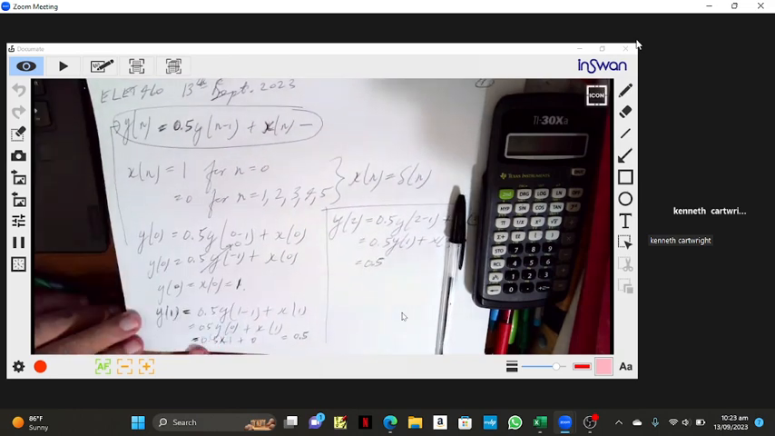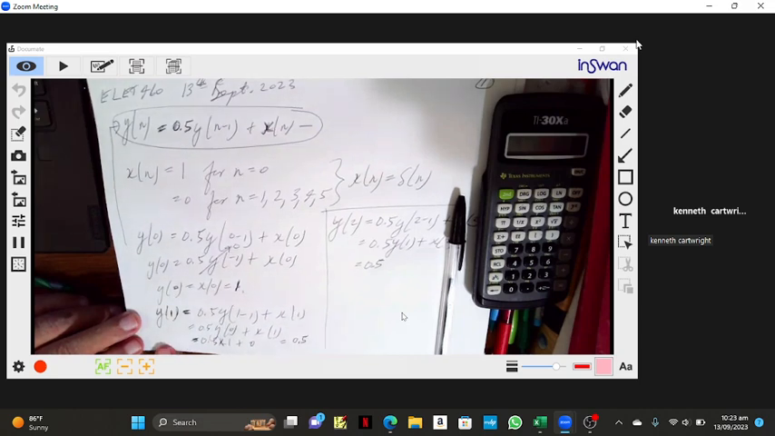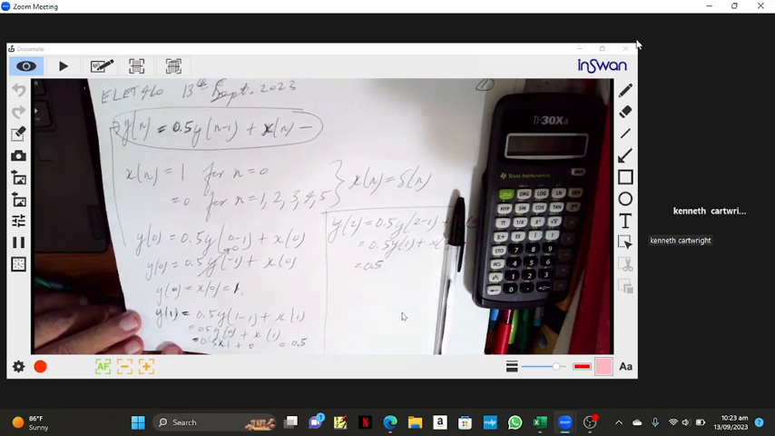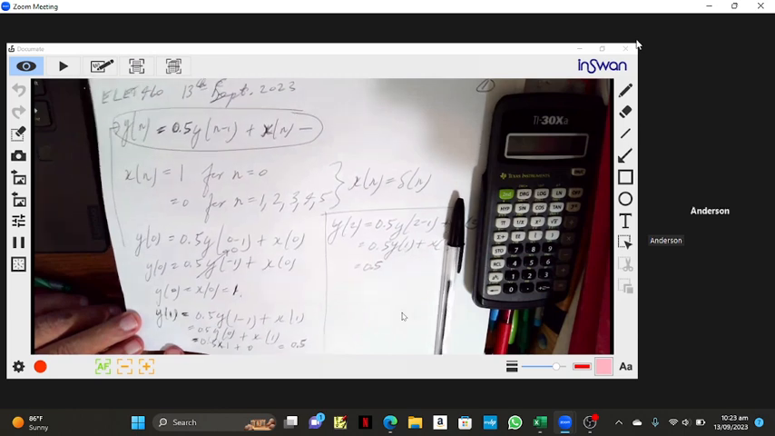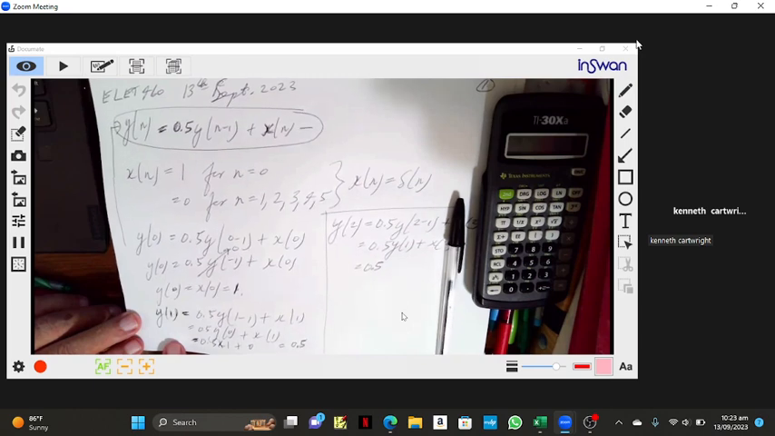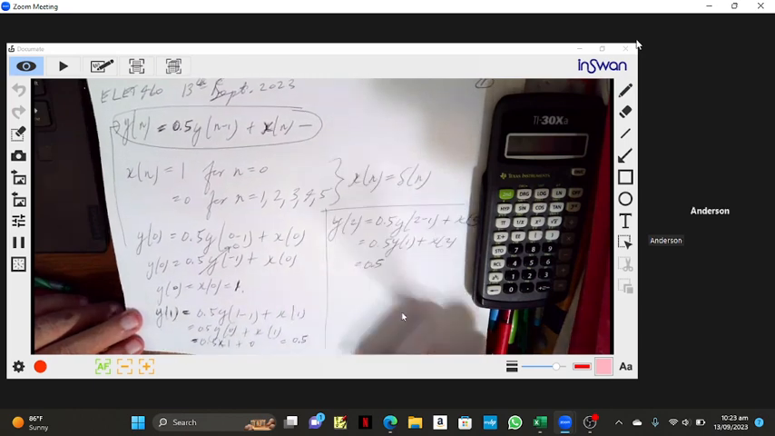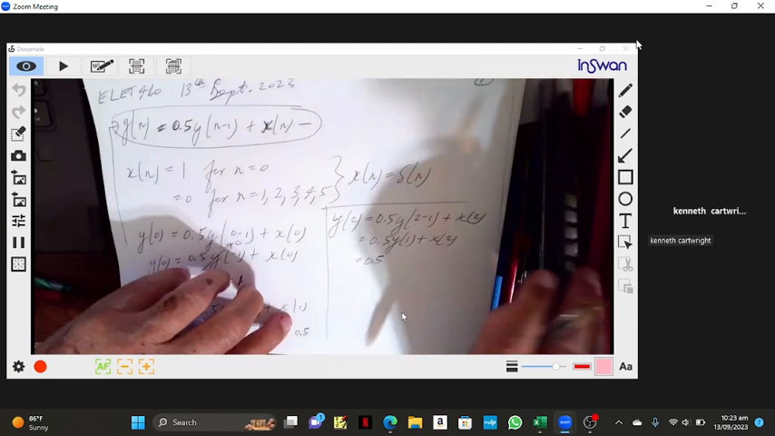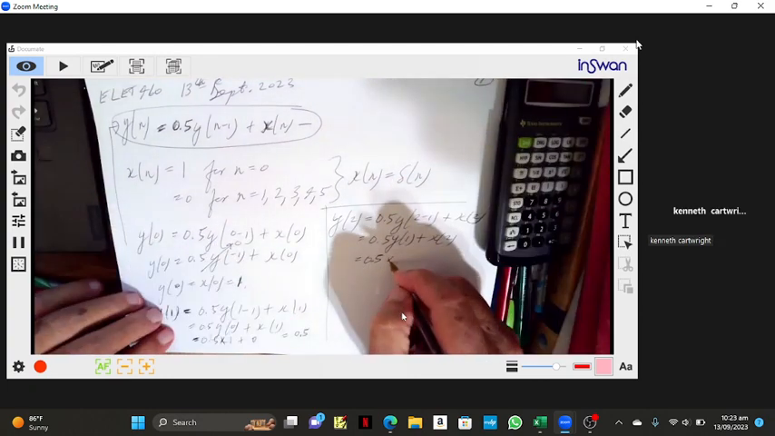As it clearly says on the page, Mr. Anderson, if you look on my writing pad, it clearly says y of 1 equals 0.5. Yes, bottom left of the page. All I was asking you to do is read the page. I understand. 0.5 times 0.5.